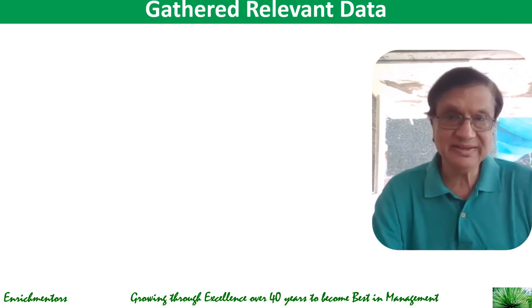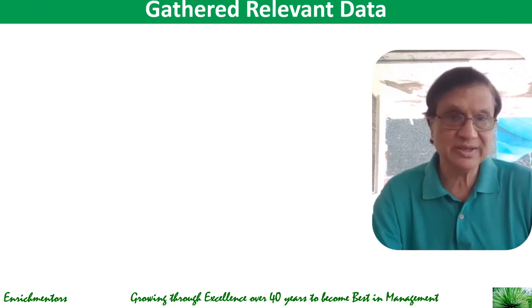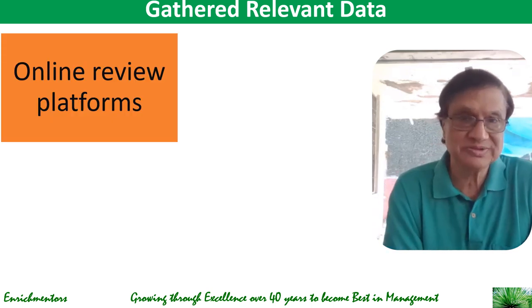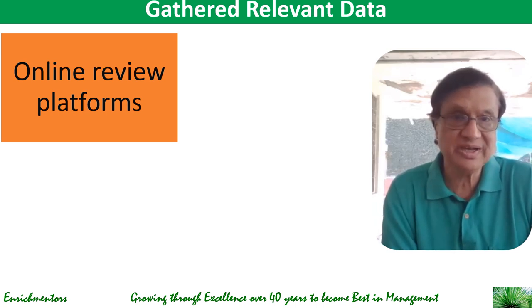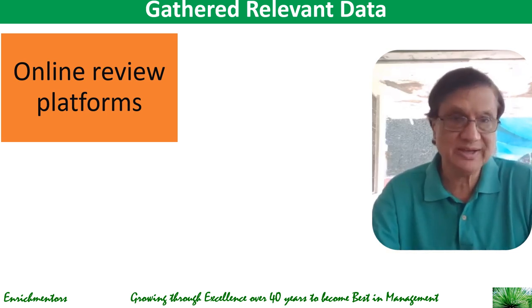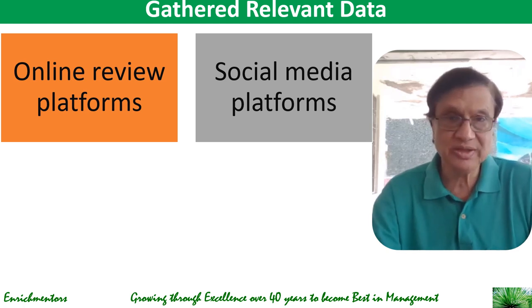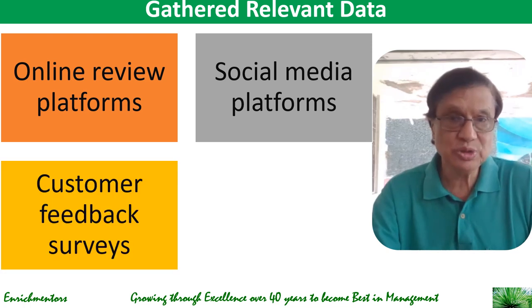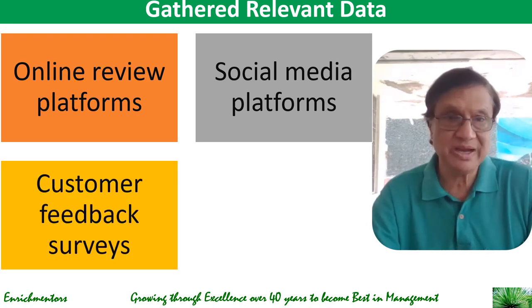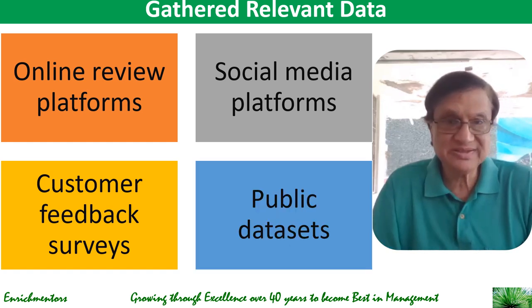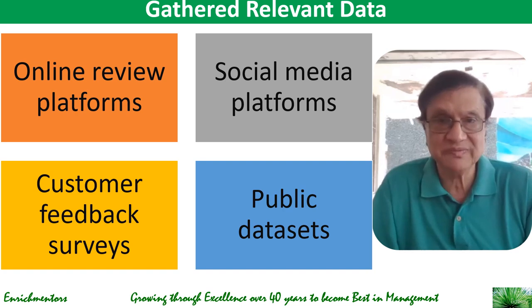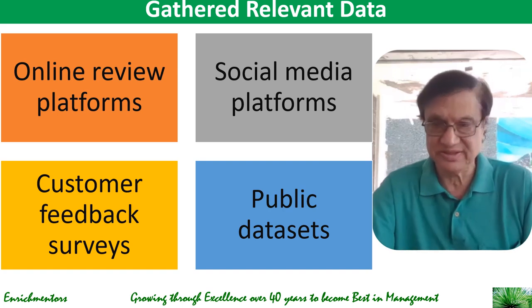So, how did they start? They gathered the relevant data, and the sources for gathering relevant data included online review platforms, websites like Amazon, Yelp, TripAdvisor, where users leave reviews and ratings for the products and services. They also looked at social media platforms like Twitter, Facebook, and Instagram, where users share their opinions and experiences, and also surveys conducted by companies to collect feedback from customers. And finally, public data sets, the data sets available on sentiment analysis or customer reviews, such as the Amazon product review data set or Twitter sentiment analysis data sets.